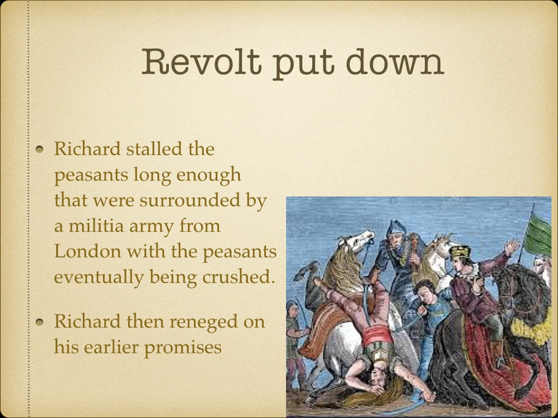Everyone thought that this could be the end of Richard, but he stalled the peasants long enough that they were surrounded by a militia army of around 7,000 men that came from London, and the peasants were eventually crushed. And Richard then reneged or went back on his earlier promises of abolishing serfdom and reducing taxation.